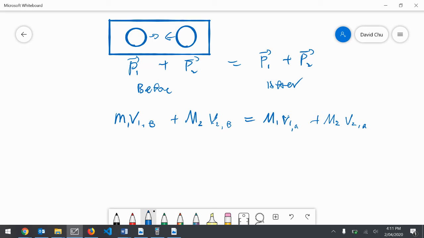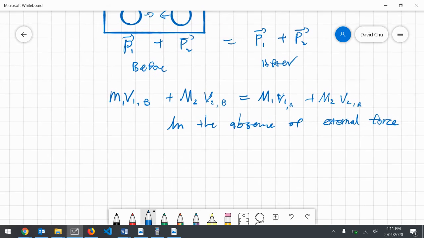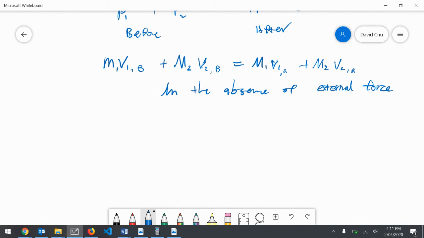Okay, so this is in the absence of external force. If there's no other force in this context, like friction, then this will be true. There will be no momentum change of the two. There will be momentum exchange, but there won't be momentum subtraction in a sense.